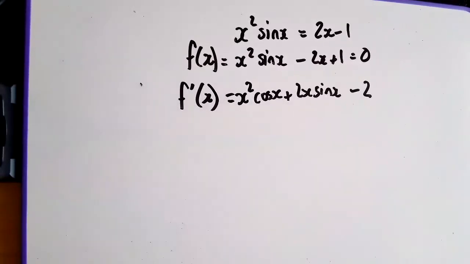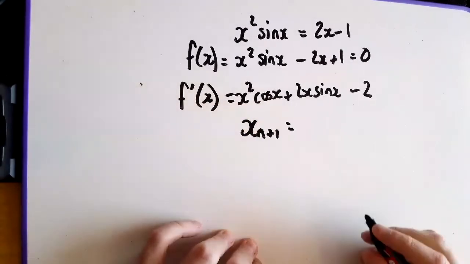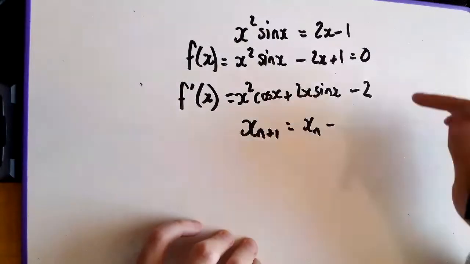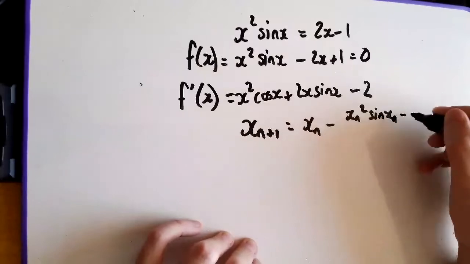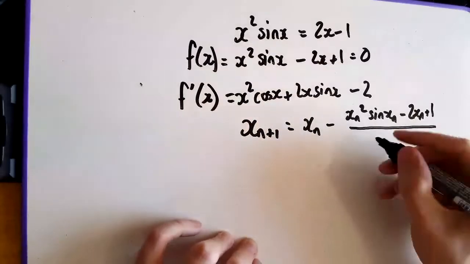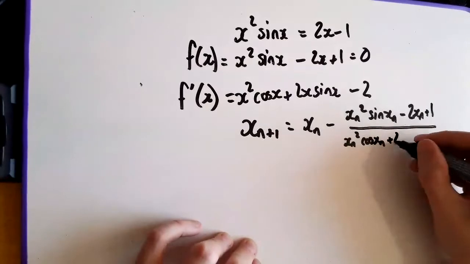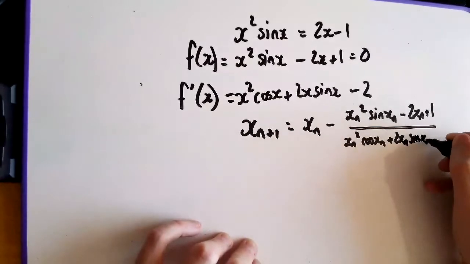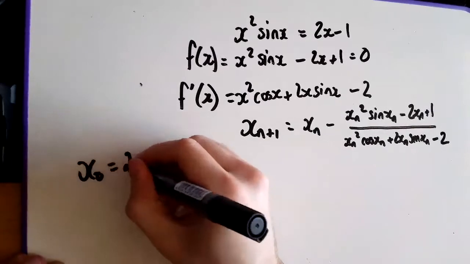So my Newton-Raphson formula, the sequence is x(n+1) equals xn minus f of xn, so xn squared sine xn, take away 2xn plus 1, all over f dash of xn, so xn squared cos xn plus 2xn sine xn, take away 2. Okay, we need a starting point for this. So we're going to do x0 is 2.4.